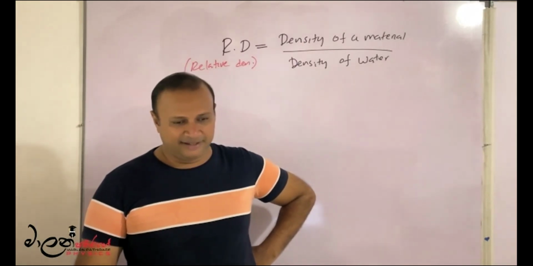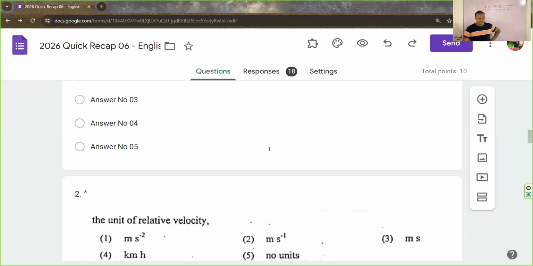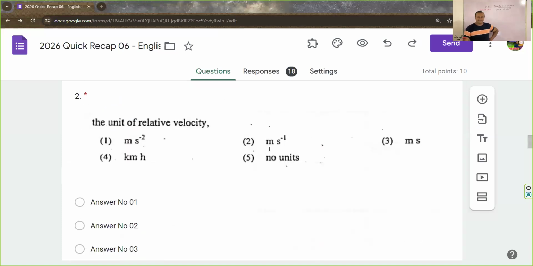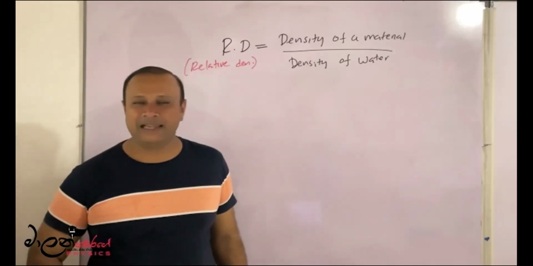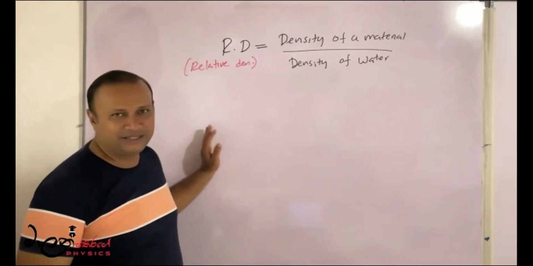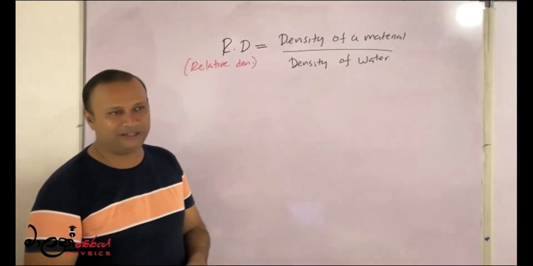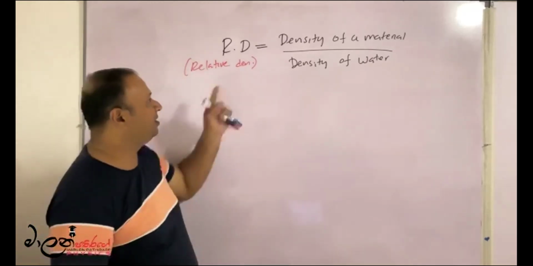Then the second question. What is the unit of relative velocity? Now it is about relative velocity. Yes, very good. It is 2. Relative velocity means velocity. It is a velocity. The word relative in that physical quantity is something different from this one.